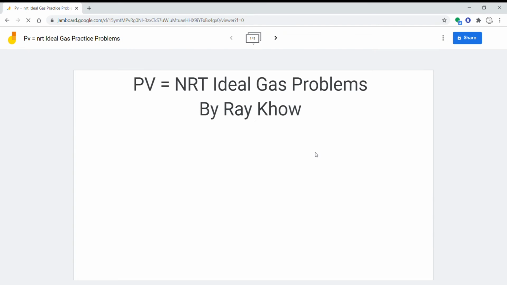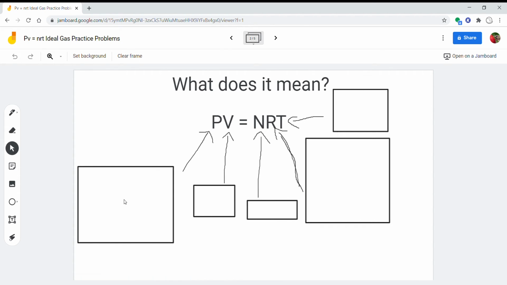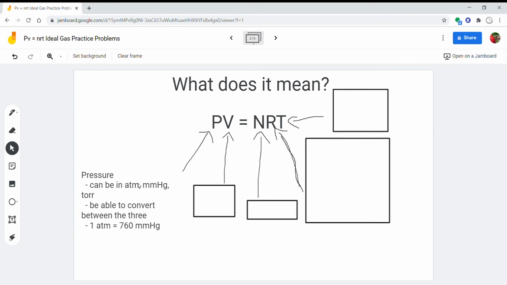Okay, so what does PIVNERT mean? We're basically just going to go over what each of these variables stands for. It's pretty self-explanatory, but let's do this. P is for pressure, and pressure can be measured in atm, or atmospheres, millimeters of mercury, and torr. We should be able to convert between the three. Torr and millimeters of mercury are essentially the same thing, so we can just use 1 atmosphere equals 760 millimeters of mercury, or 760 torr.